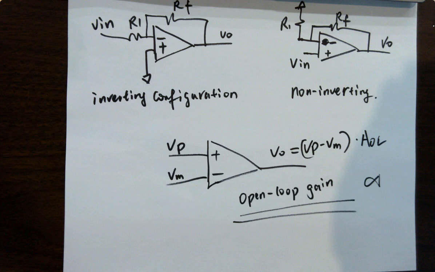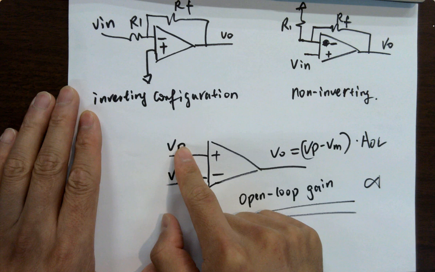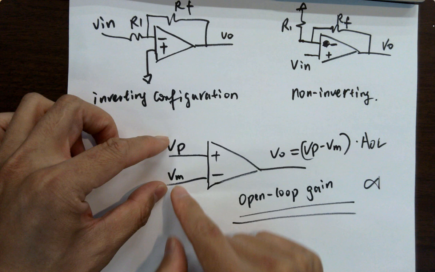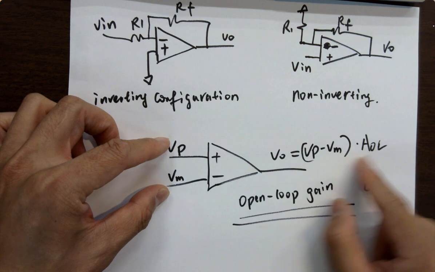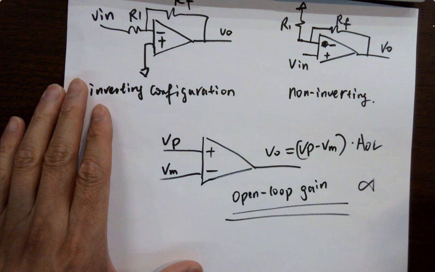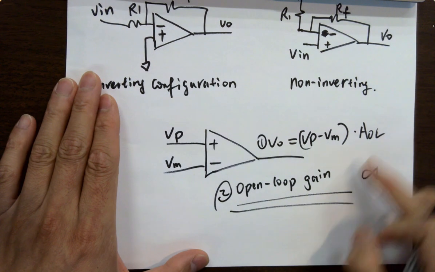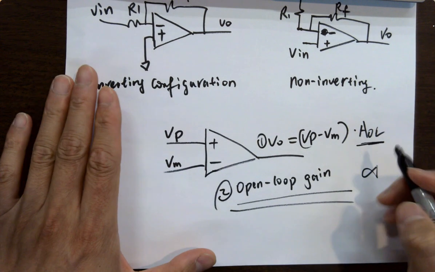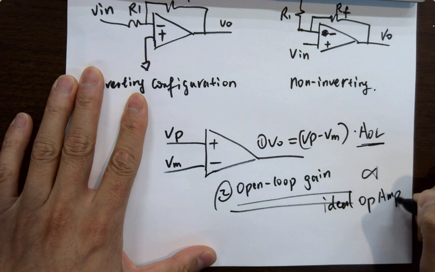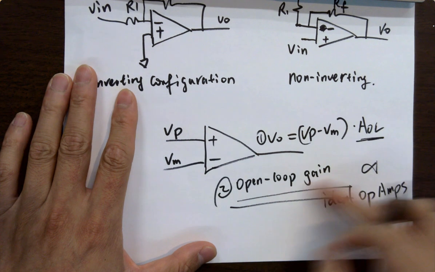So on the first page of the user manual, you'll see this. VL equals VP minus VM, which is the non-inverting terminal minus the inverting terminal, whatever voltage is applied to these two terminals, times the open loop gain to get VL. Confirmed. Okay? That's on the user manual. And that's the first thing. The second thing on the user manual tells you that the open loop gain, which is this guy, is infinity for ideal op-amps, operational amplifiers.